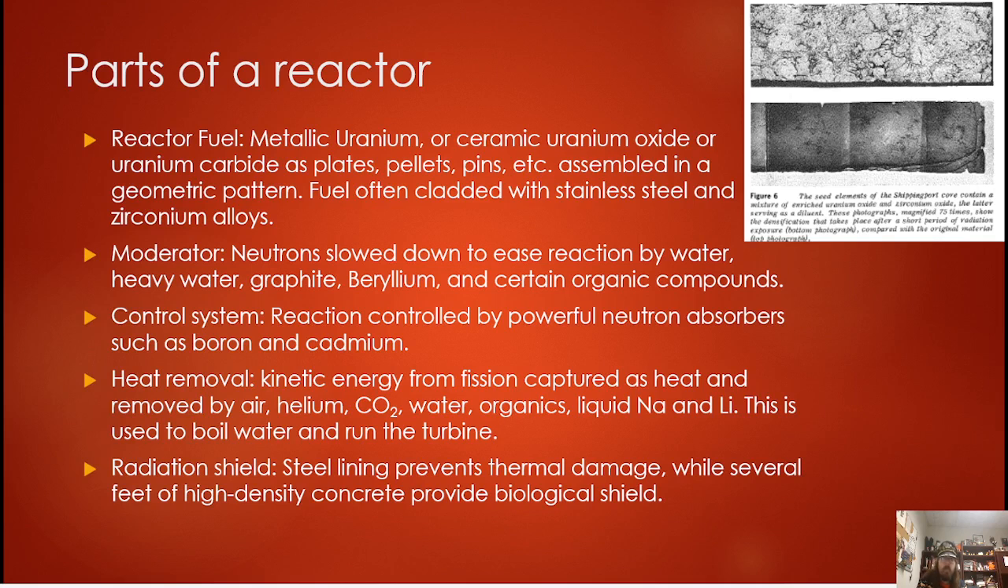And of course, then you need some way to remove the heat energy. This produces a lot of heat energy, and we can remove this by air, helium, carbon dioxide, water, various organics, liquid sodium, or even liquid lithium. But this heat energy will then be used to boil the water that runs the turbine. So we're just transferring the heat energy away, and then you need some sort of radiation shielding, the steel lining that will prevent the thermal damage, and you need the high density concrete to protect from the radiation to the living people.